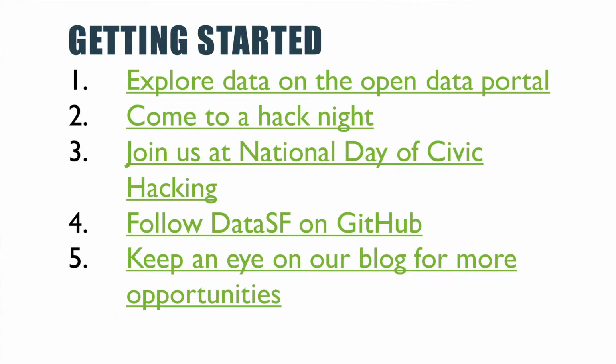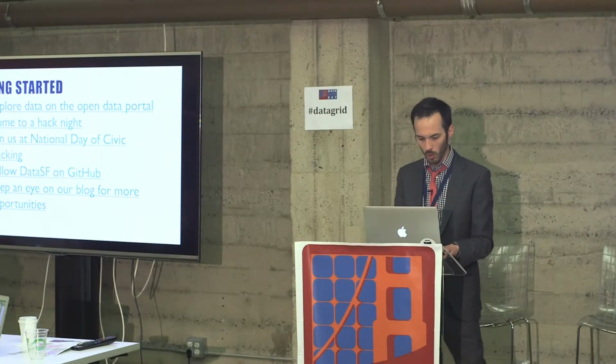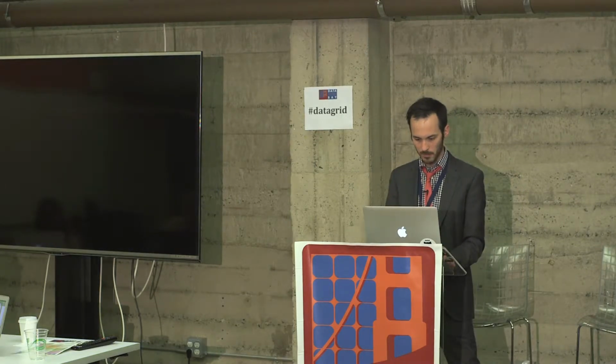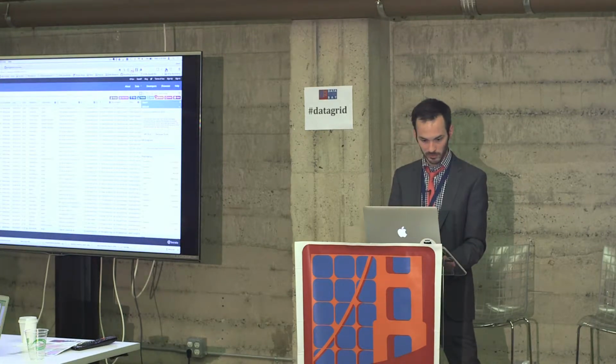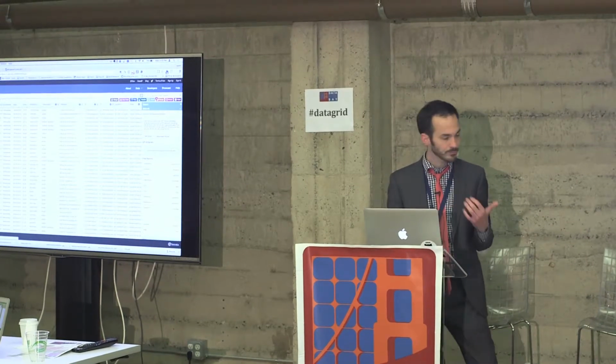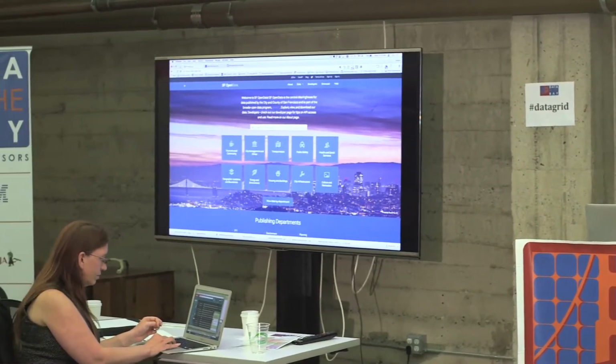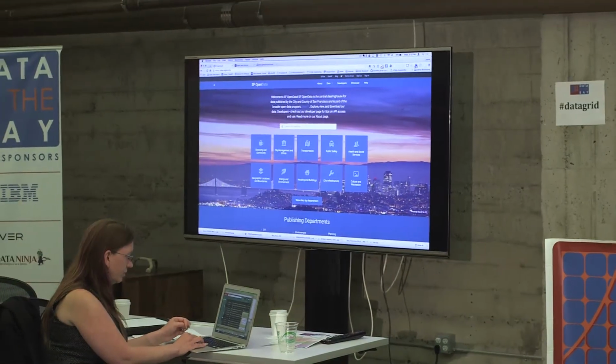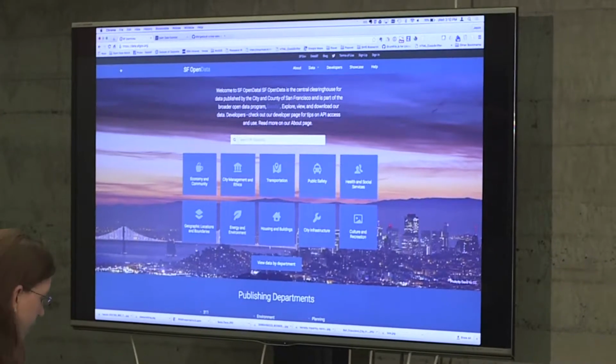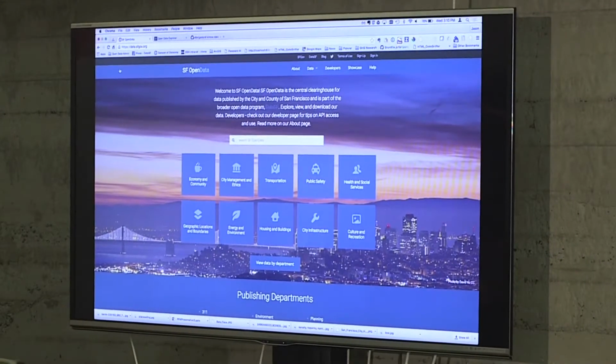Okay. So I'm going to really quickly, before I finish up, show you a couple things. So I mentioned the Open Data Portal. This is where data ends up. You can go to data.sfgov.org. It's very easy to find. You can Google it.